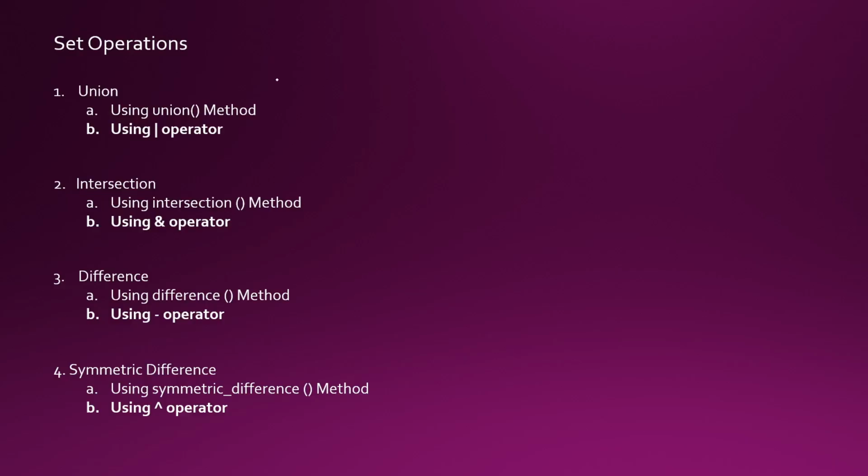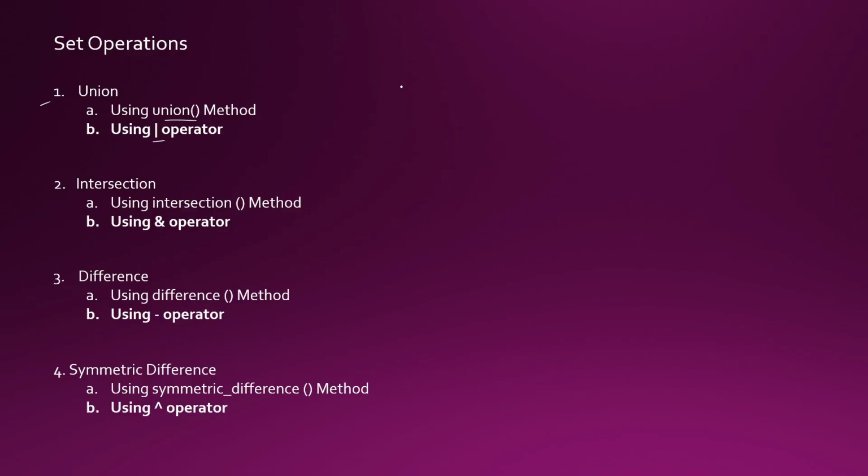Next is set operations. This is where sets become extremely useful, especially in real world data comparison. First one is union. We can perform union using the union method, and another way is the pipe operator. Union gives you all unique elements from both sets.